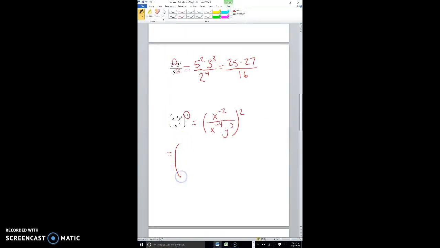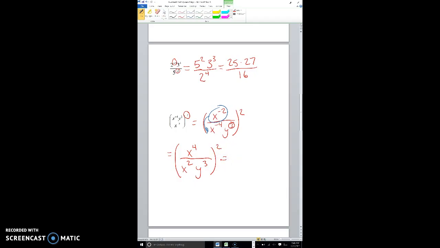Okay. So up here, this x to the negative 2, I'm going to move that down to make its exponent positive. And then the x to the negative 4th, I'm going to move up to make its exponent positive. So now I have x to the positive 4th in the numerator and x to the positive 2 in the denominator. The exponent on the y was already positive, so it's not going to move. It's just going to stay where it was, and the whole thing is still squared.